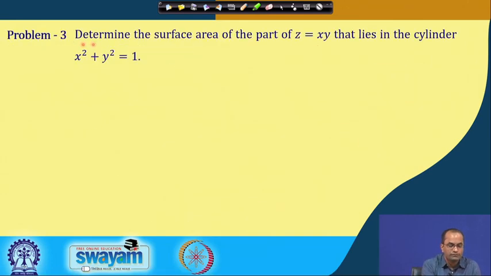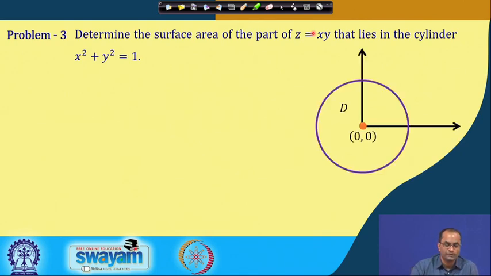So, the last example where we will determine the surface area of the part z equal to xy that lies in the cylinder x square plus y square equal to 1. So, again we have the cylinder, but it is a cylinder with center 0 0 and radius 1, and we have z equal to xy, and we want to get the surface area. This is much simpler than the earlier examples. Again the projection of the surface over the xy plane will be nothing but the circle, because this circular cylinder is cutting the surface there.